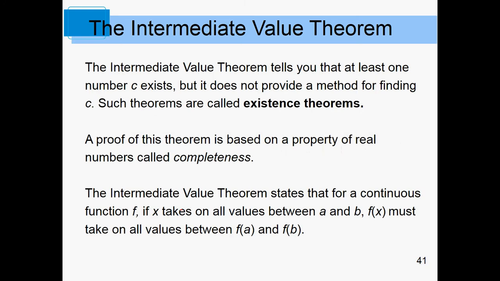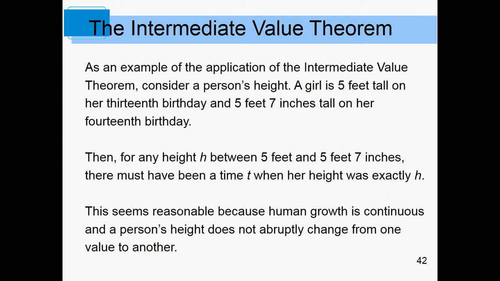It tells you that at least one number exists, but it doesn't tell you what it is. There are theorems called existence theorems, but the IVT just states that for a continuous function, if x takes on all the values between a and b, then f of x must take on all the values from f of a to f of b. Okay, the y values have to all be there. If all of the x values in the interval are there, then all of the y values between them have to be there as well.